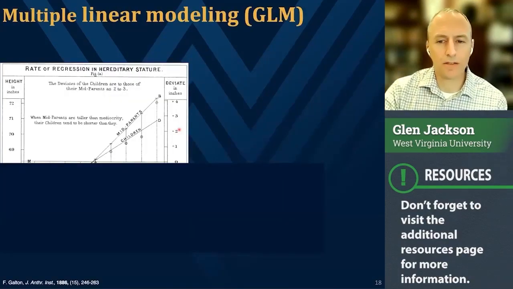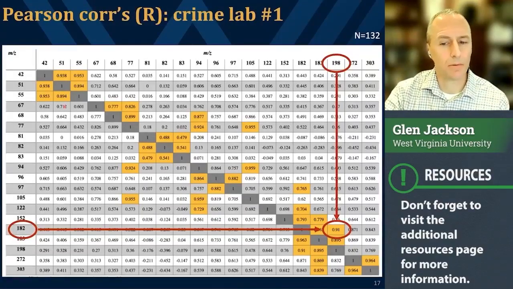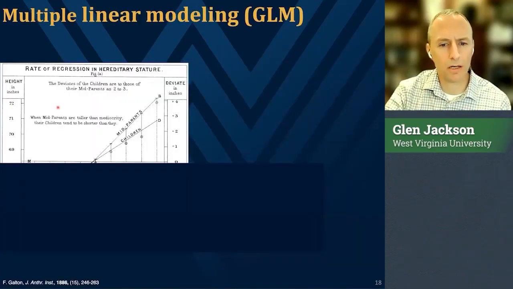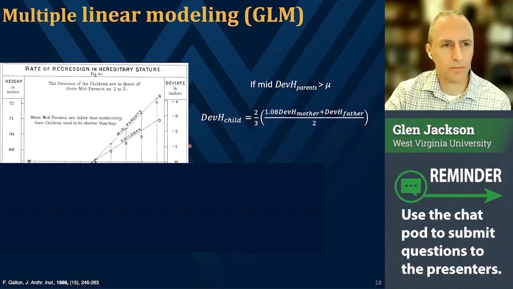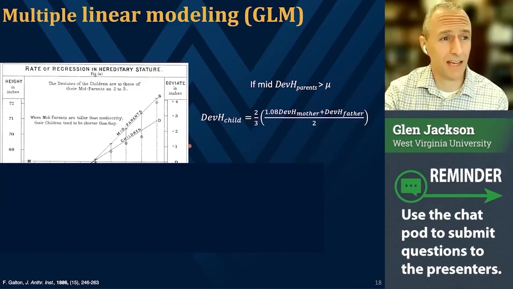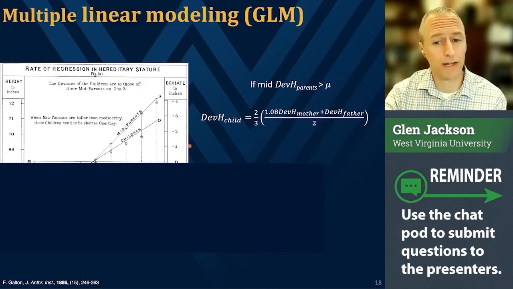So what we're going to use then, instead of this binary correlation, is multiple linear modeling, which was really promulgated by Galton in the 1880s. One example of how to use multiple linear modeling is to predict the deviant height of a child based on the deviant height of the parents. And by deviant height, what I mean is how much taller than average or how much shorter than average.